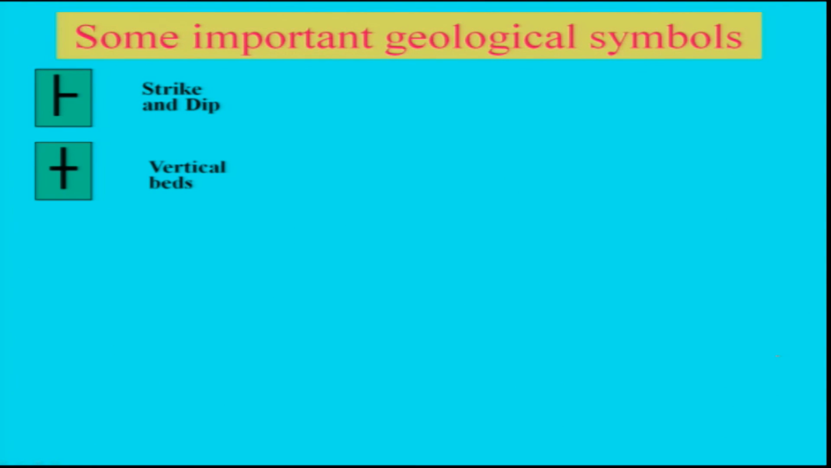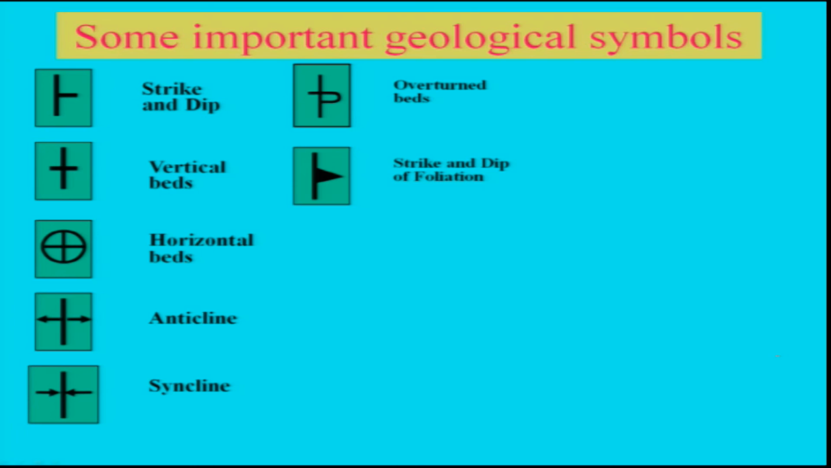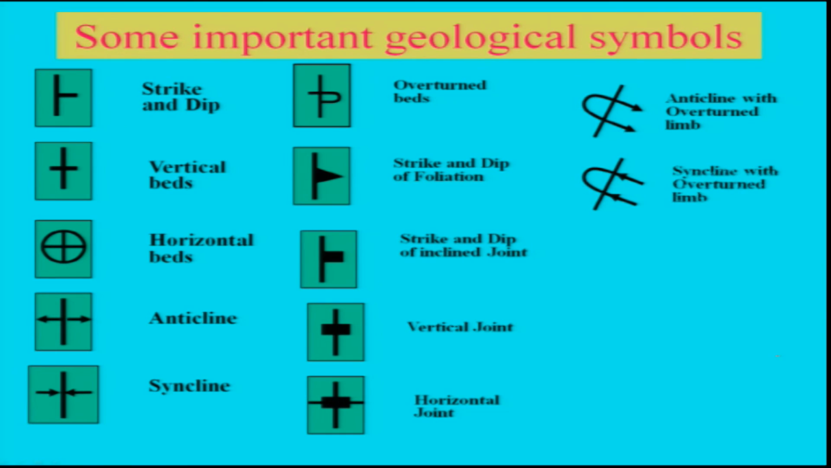There are some symbols which you can go through, which indicate the strike and dip, and mostly you will find this type of symbols on your geological maps. So, you have horizontal folds, inclined folds, syncline, overturned folds, and strike and dip of the foliations. This is related to the metamorphic rocks which we were talking about, the foliated and non-foliated rocks. Then you have the strike and dip of the inclined joints, vertical joints, horizontal joints, anticline with overturned folds, syncline with overturned folds, and the plunging anticlines.